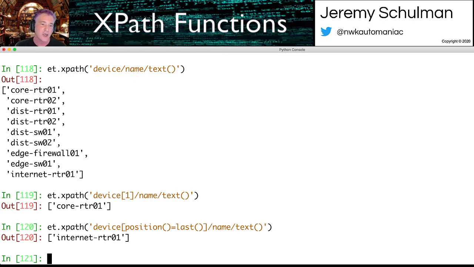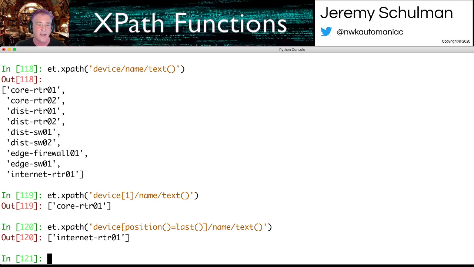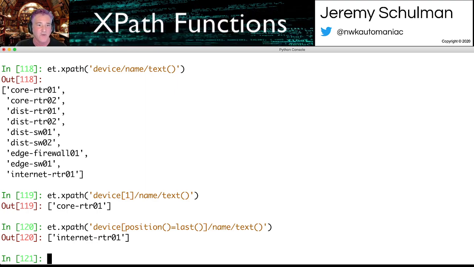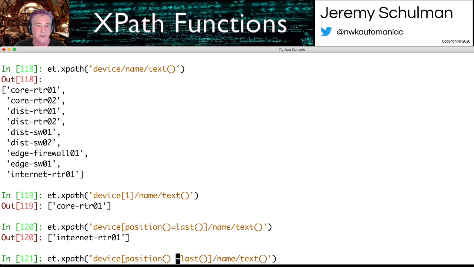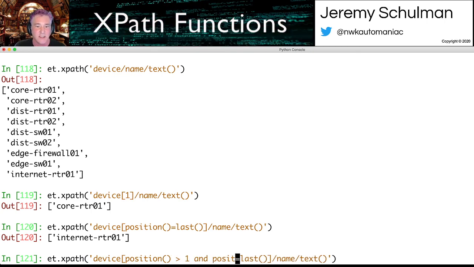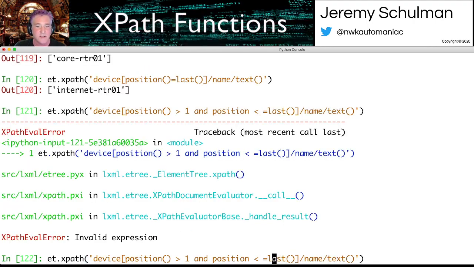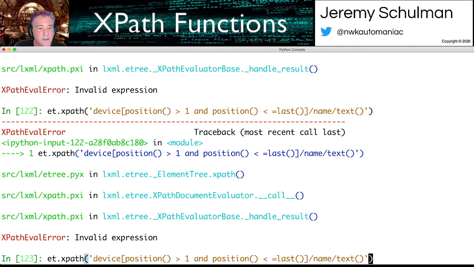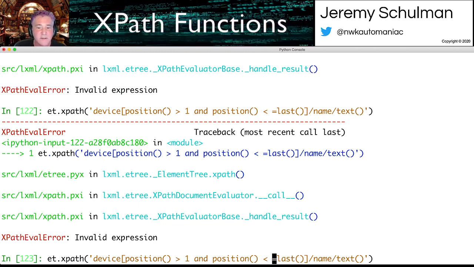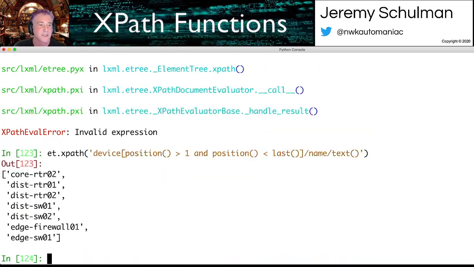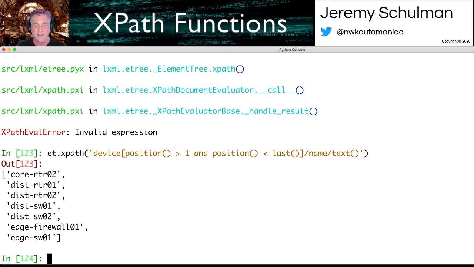So you could, for example, use the same technique to look at elements in a list. So I could say, I want to skip the first one and I want to skip the last one. I could say the position is greater than one and the position is less than last. Oops, position, device, position greater than one and position is less than last. This is going to give me, I skipped the first one and I skipped the last one. So that's how you can skip things.